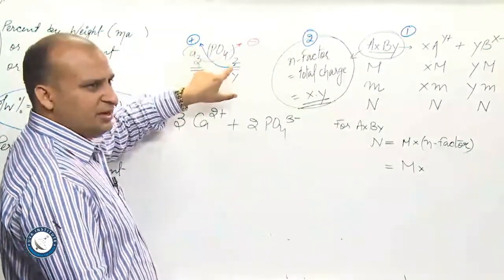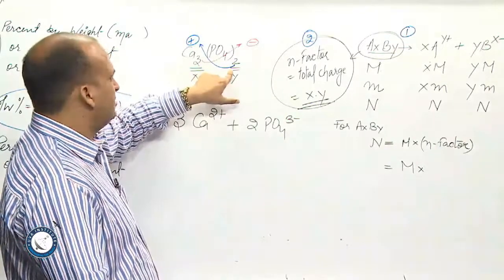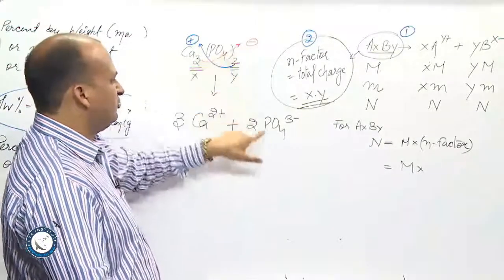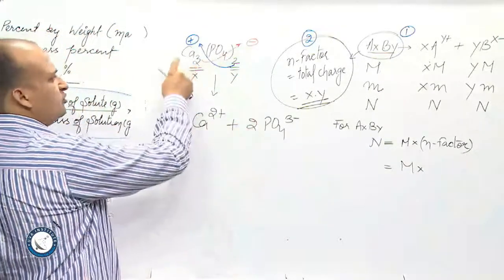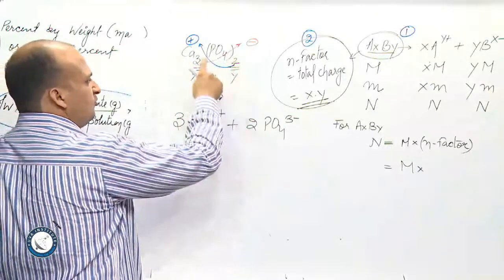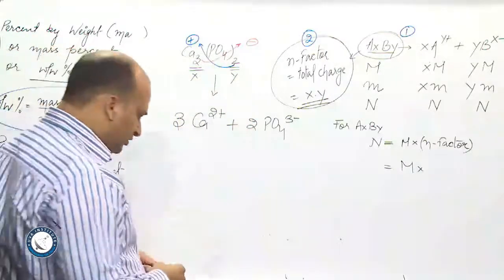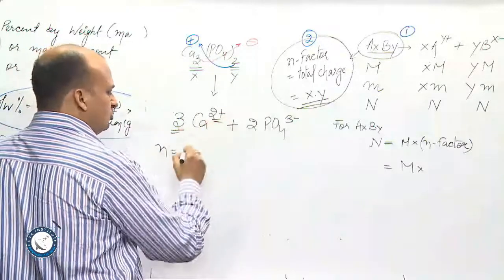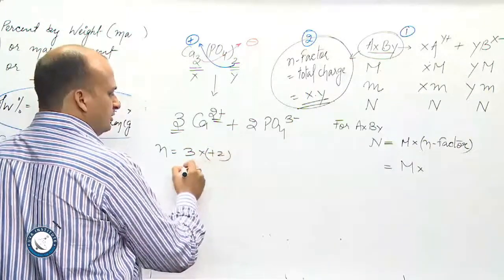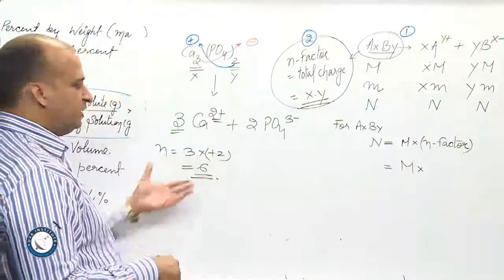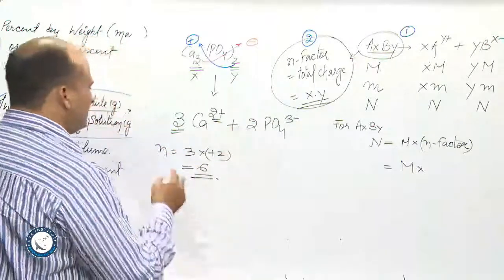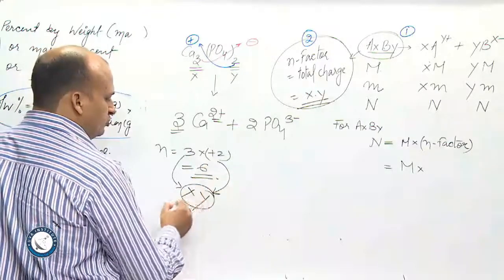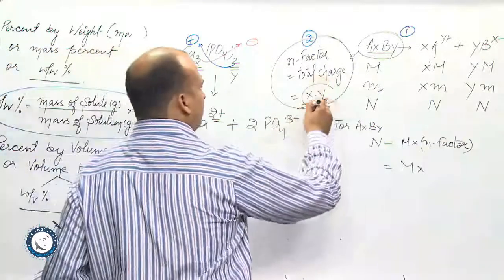So see, here what is it: Ca3(PO4)2. 2 plus is the charge of Ca, 3 minus is the charge of PO4, 3 is the moles of Ca, so 3, 2 is the moles of PO4, so 2. Okay, and for a salt I have told you that n factor is equal to the charge, so 3 into plus 2 is equal to 6. So whether you take this or this. Now what is this 3? 3 is X. What is this 2? Y. So what is the n factor? XY. So this is how the n factor is XY.